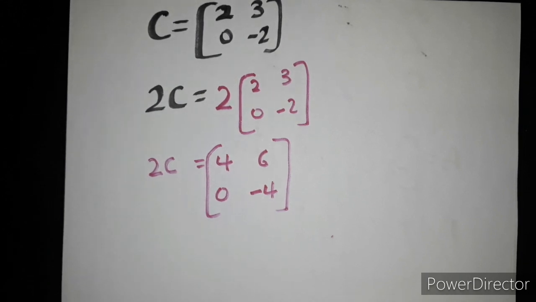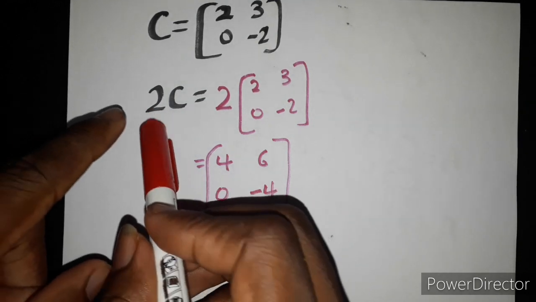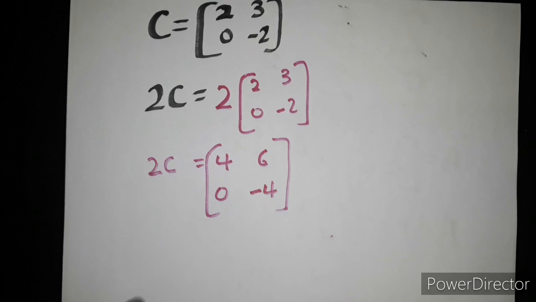So that is the whole idea behind scalar multiplication when dealing with a matrix. You just multiply whatever they ask you to multiply. You multiply that by everything inside of that matrix. As simple as that.